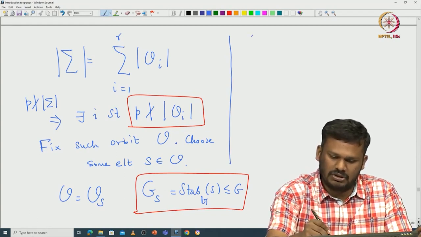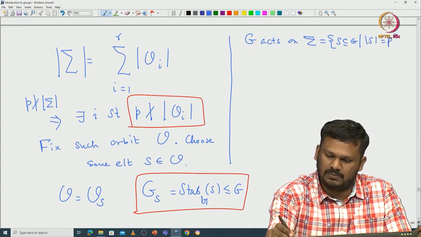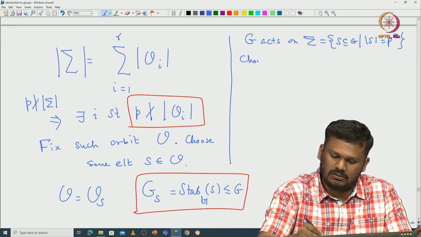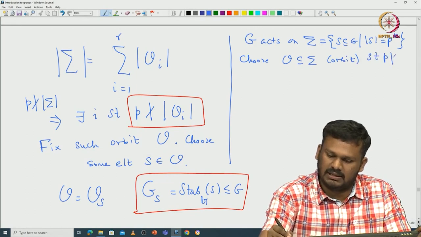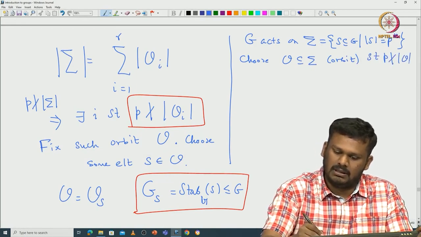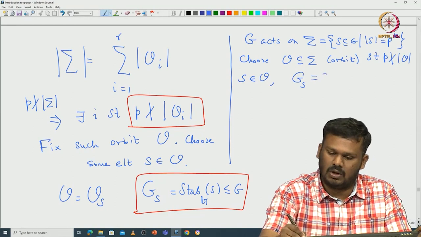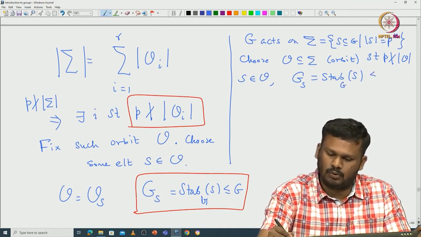So make G act on this sigma, which is those subsets of G such that the cardinality of S is p power k. Then choose an orbit of sigma, with respect to this action, such that p does not divide the cardinality of the orbit. Then choose S in this orbit, and look at this G_S, which is the stabilizer of this particular S inside this group G. Then this is a subgroup of G.